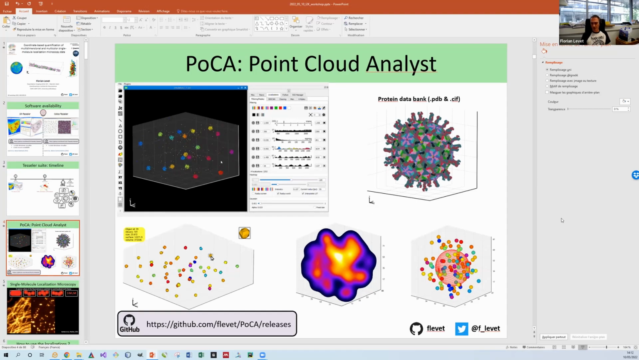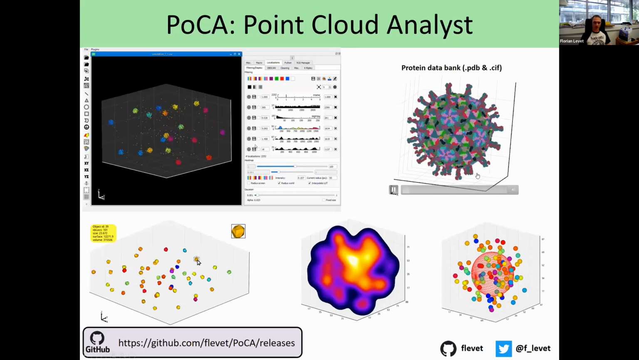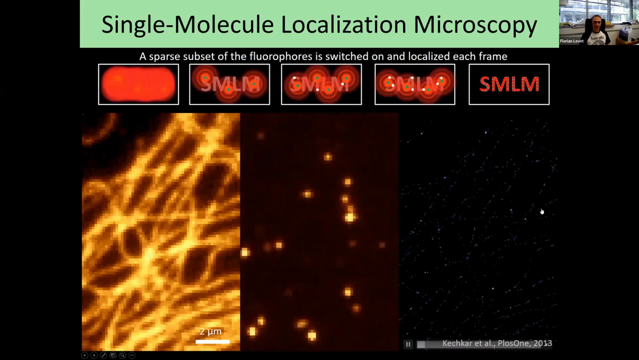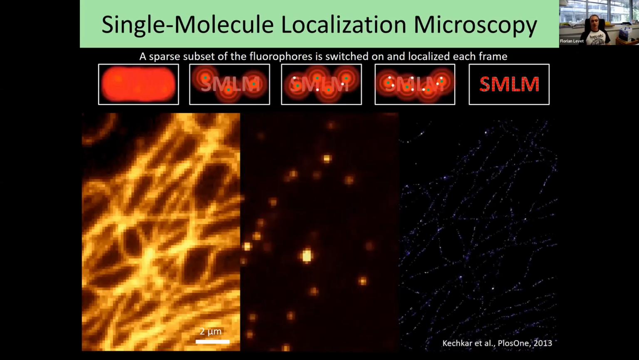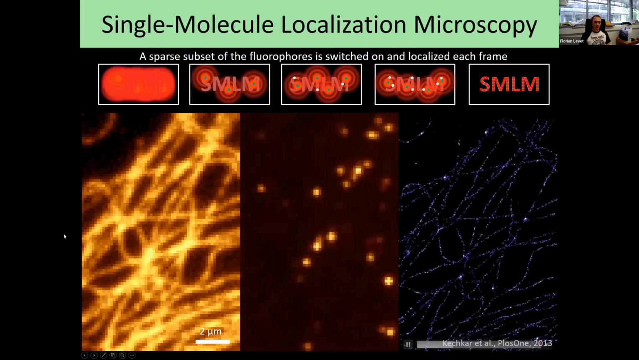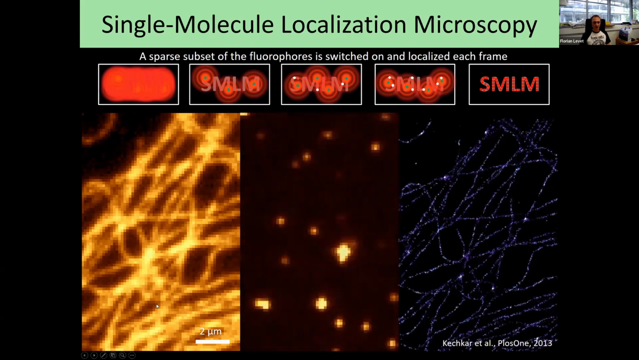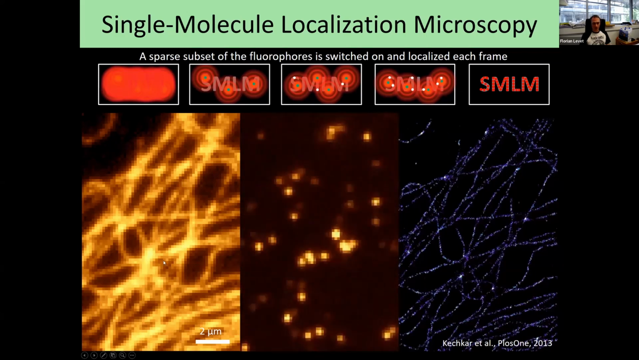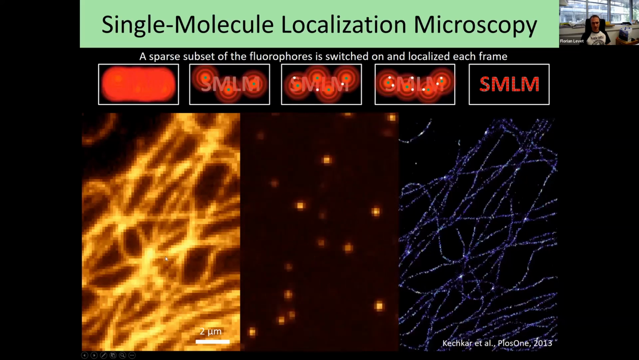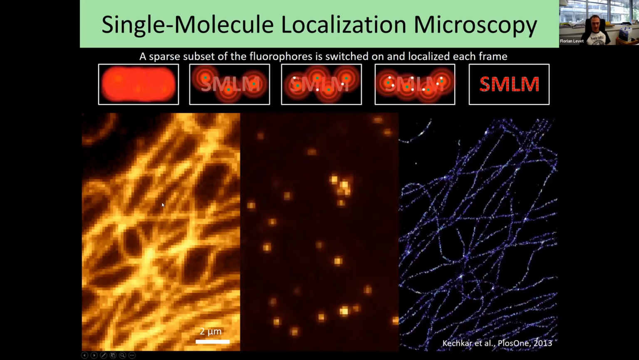So first, I will go with only one slide on what is single molecule localization microscopy. Okay. So this is a super resolution microscopy technique. Here you can see a diffraction limited image. So all the fluorophores in the image are activated. And because of that, you have the diffraction limit of the light, and you have this diffraction limited image.